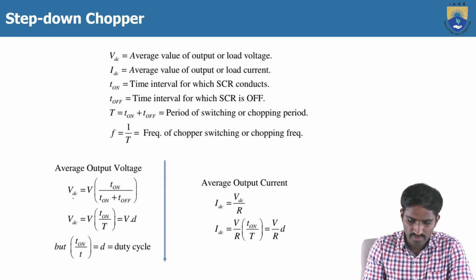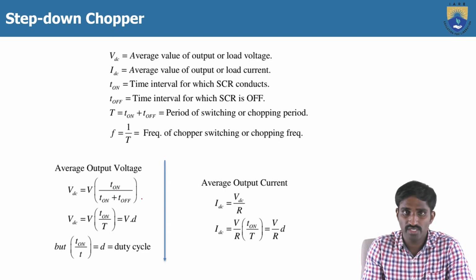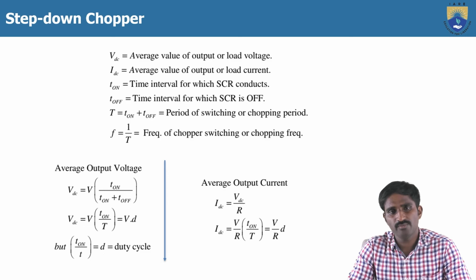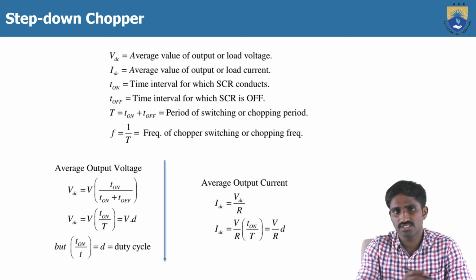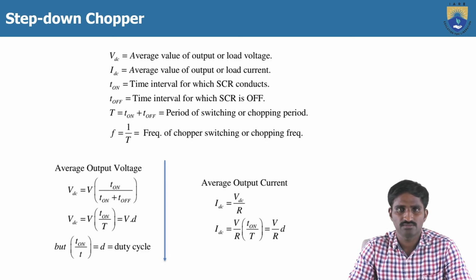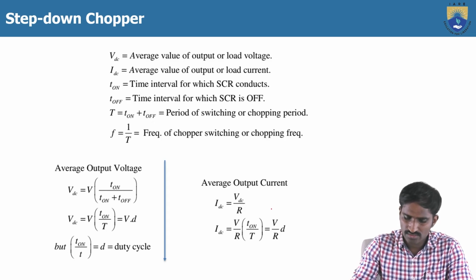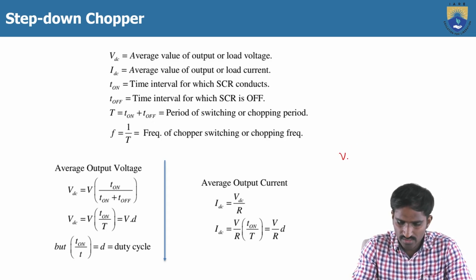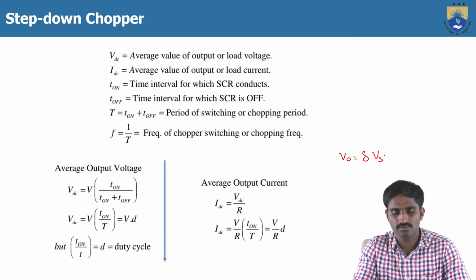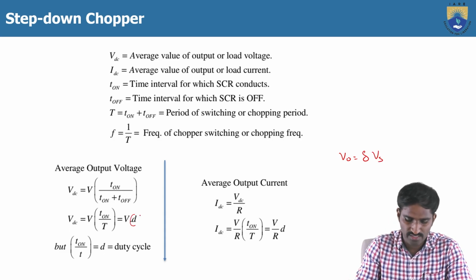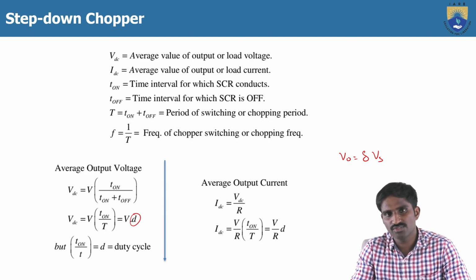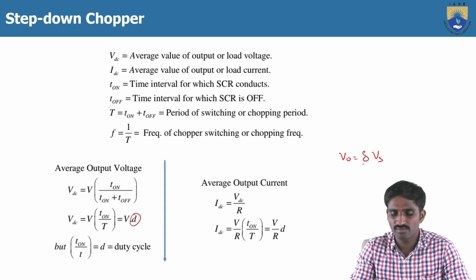As we know already, just now we have discussed VDC is equal to V into Ton by T, because the principle is the same, the basic chopper operation that we have discussed at the starting of the class. In this case, V naught is equal to delta into Vs. Of course, here they have indicated D. In different textbooks they follow different terminology, but in this class I am following the common terminology, that is delta, the duty ratio.